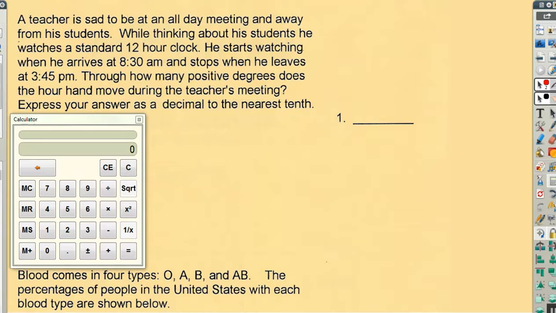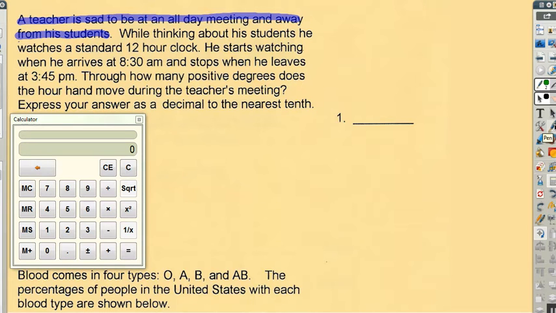Again, true story, especially this part right here. I'll highlight the part that's very, very true. Right here. No teacher I know would rather be at a meeting than be with students.